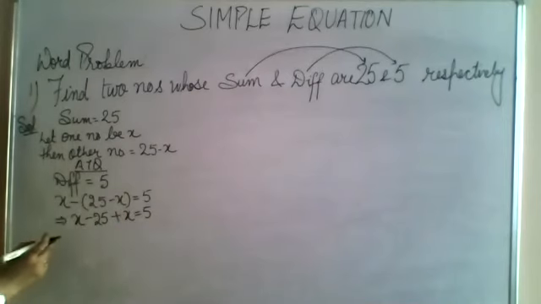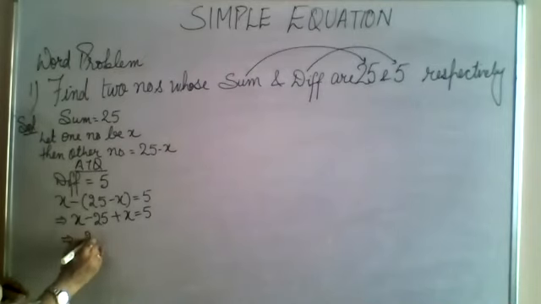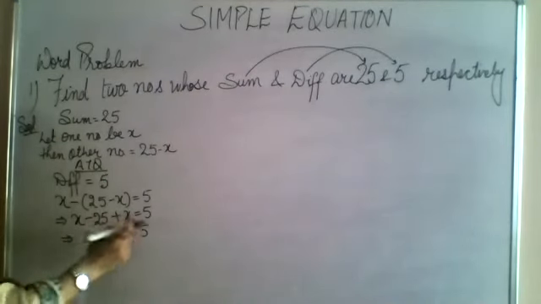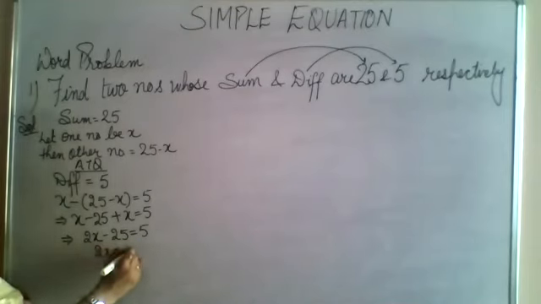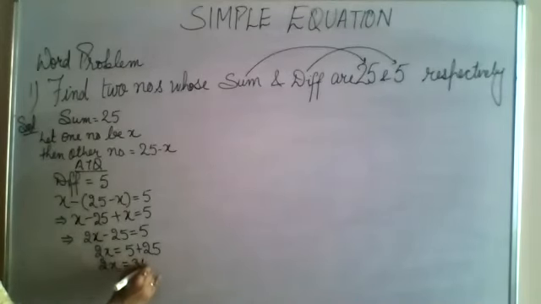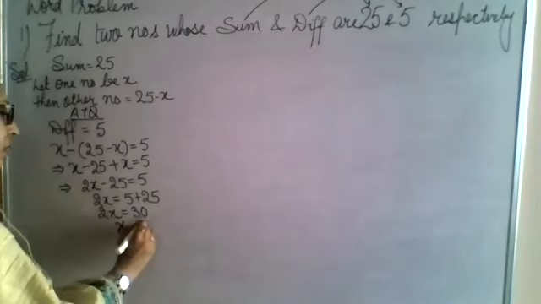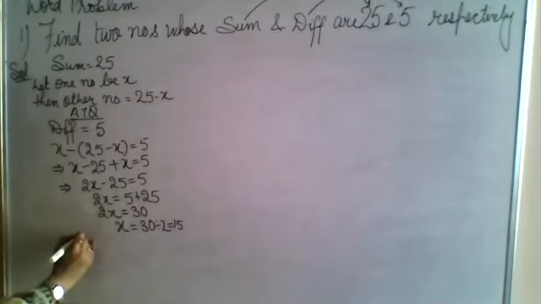Equal to 5. How many x are here? 2. 2x minus 25 equal to 5. This minus will go other side, become plus. So 2x equal to 5 plus 25, that is 30. So x will be equal to 30 divided by 2, equal to 15.